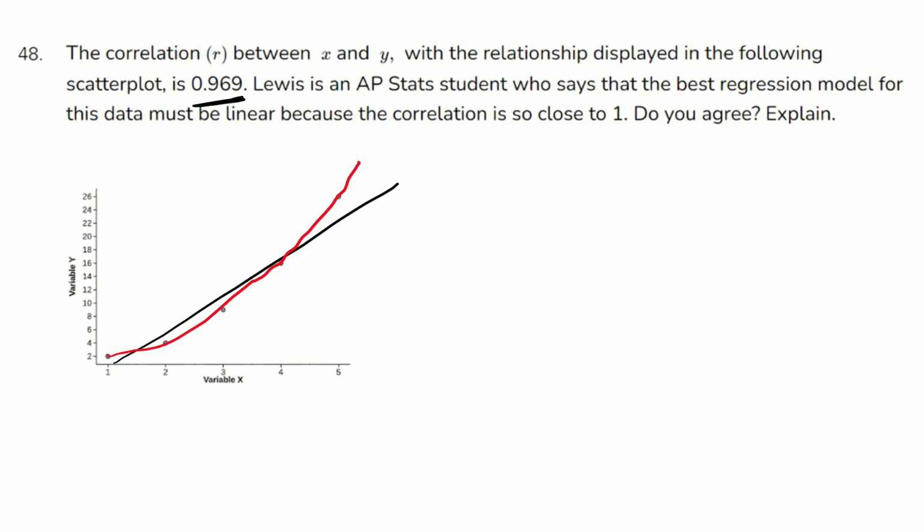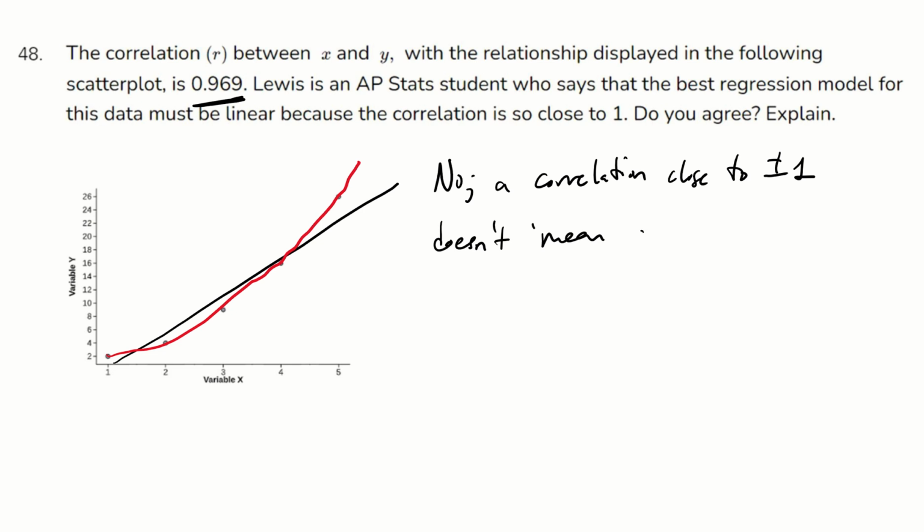So you want to be careful to not draw conclusions based solely on the R value, right? You want to look at the scatter plot, you want to look at the trend of the data. So no, a correlation close to plus or minus 1 doesn't mean that a linear model is a good fit.